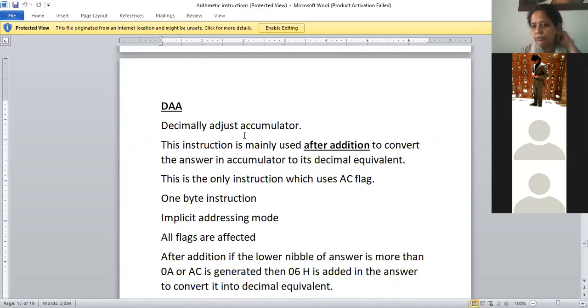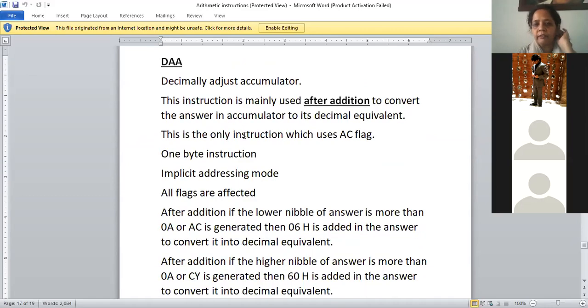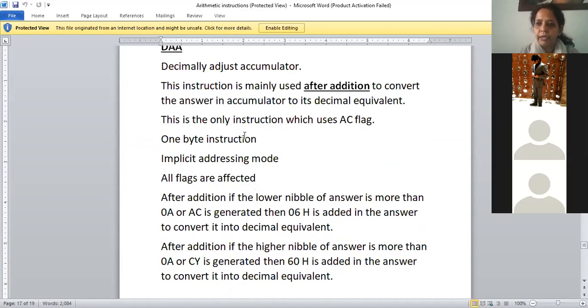And one more instruction which we had seen was decimally adjust accumulator. Whenever you add two numbers, 5 plus 5, the hexadecimal addition is done, right?